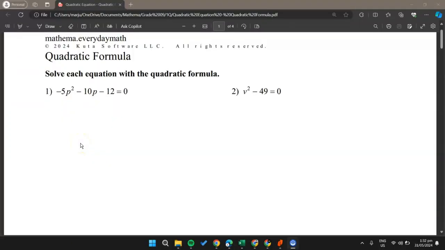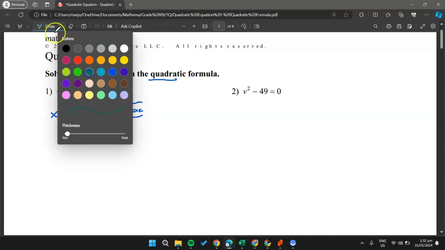How do we solve quadratic equations using the quadratic formula? Now, to start, when we talk about the quadratic formula, this is just equal to x equals negative b plus minus the square root of b squared minus 4ac all over 2a, where a, b, and c are the coefficients of our quadratic equation.